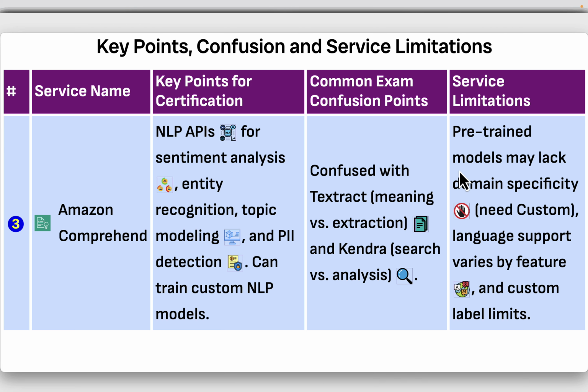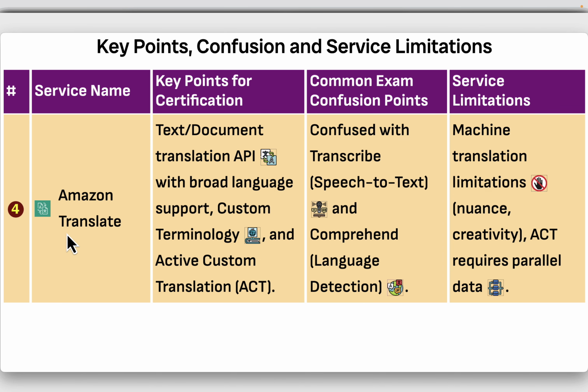So pre-trained models may lack domain specificity. So for that you need custom. Language support varies by feature and custom label limits. Next, we have Amazon Translate. Key points for certification are text document translation API with broad language support, custom terminology, and active custom translation.